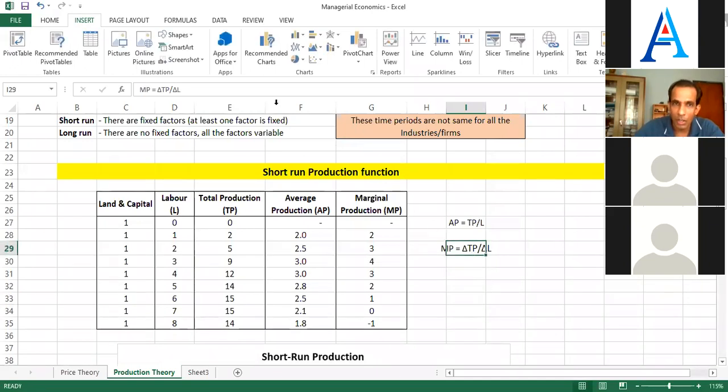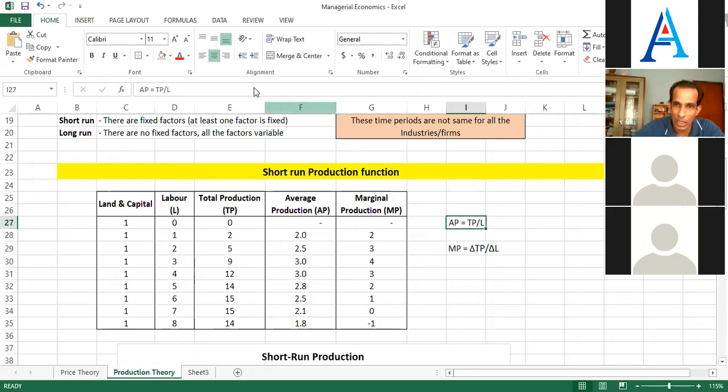That is the meaning of marginal production. It is the change in total production per unit change in labor. So when the firm changes the labor by 1, what is the change in total production? In mathematics, to denote change, we use delta. So it is change in total production divided by change in labor, meaning it is the production per additional unit of labor.